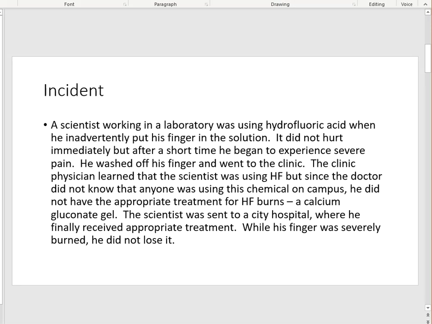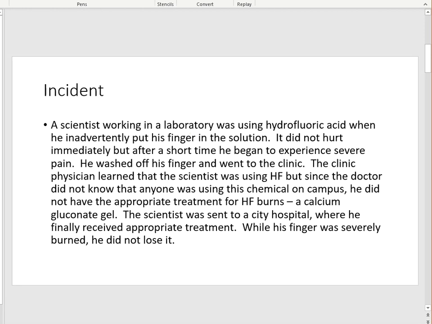Now, just like before, I like to start off with an incident, right? I never really want to get away from these incidents because I think they're pretty important. It gives us some real-life teaching lessons in a way. So here's an incident. It says a scientist working in a laboratory was using hydrofluoric acid when he inadvertently put his finger in the solution.